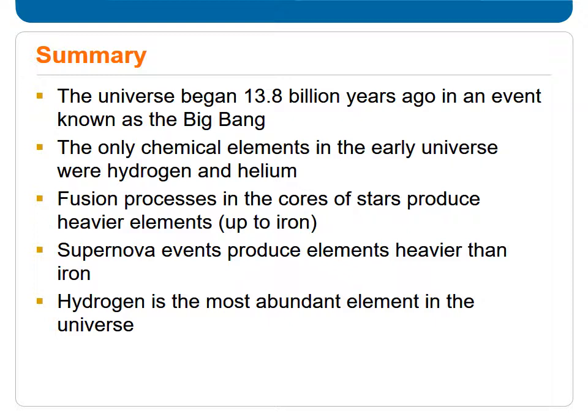In summary, the universe began 13.8 billion years ago in an event known as the Big Bang. The only chemical elements in the early universe were hydrogen and helium. Fusion processes in the cores of stars produce heavier elements up to iron. Supernova events produce elements heavier than iron. Hydrogen is the most abundant element in the universe.